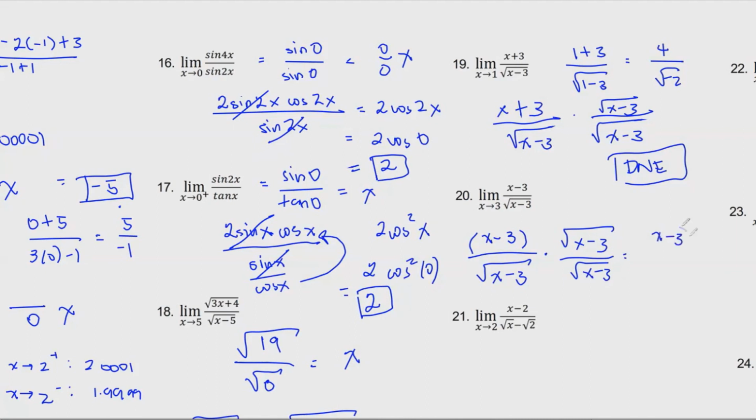So what we have here is (x minus 3) square root of (x minus 3), divided by (x minus 3). In this case, we can cancel out x minus 3 and we're left with the square root of x minus 3. If we substitute the value of 3 here, we get the square root of 3 minus 3, and that is equal to 0.